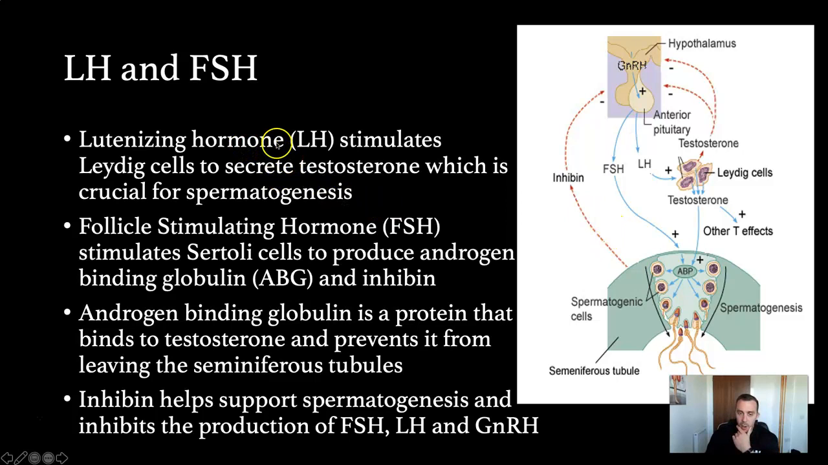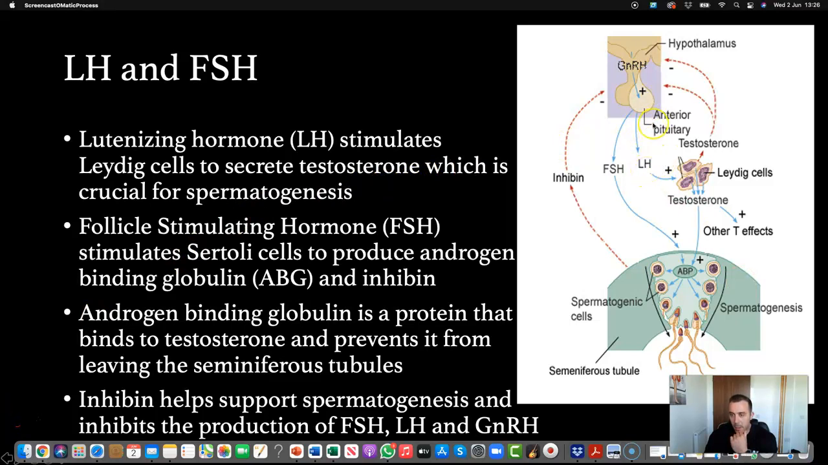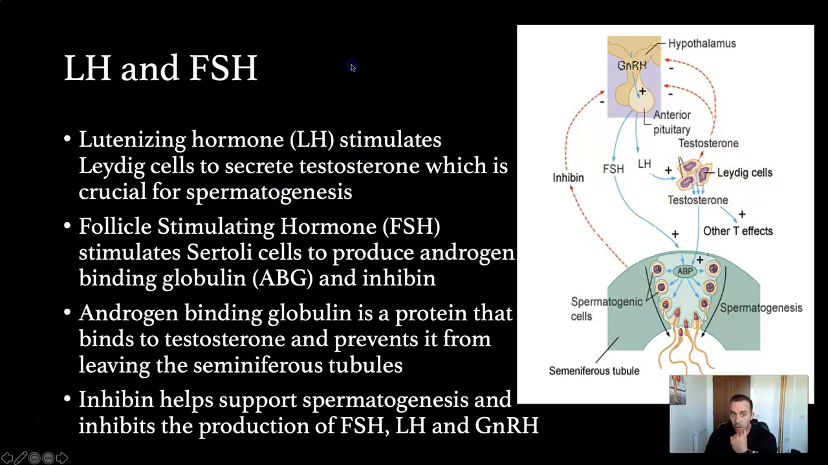So, luteinizing hormone, as I said, stimulates, or has an impact on, Leydig cells, which is really crucial for spermatogenesis. As you see here, we've got LH coming down from the anterior pituitary, stimulating testosterone production in Leydig cells, which, as we said, is really important for the actual production of sperm.